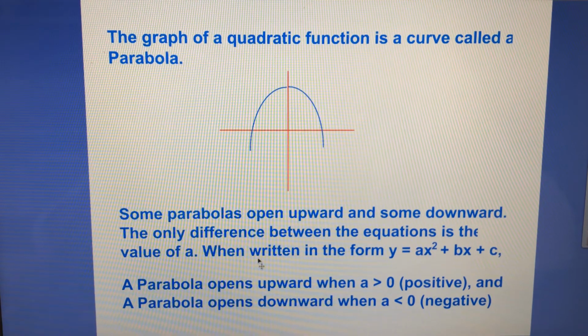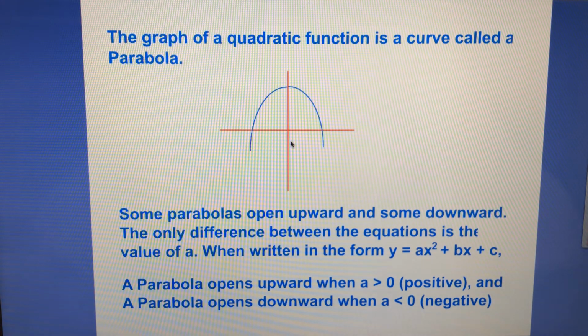of x squared. When written in this form, y equals ax squared plus bx plus c, a parabola will open upward if a is positive, greater than 0. And the parabola will open downward if a is less than 0, or a negative value. In this case, this opens downward, so it clearly has a negative coefficient of the x squared.